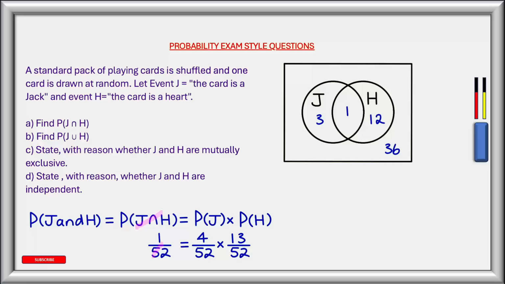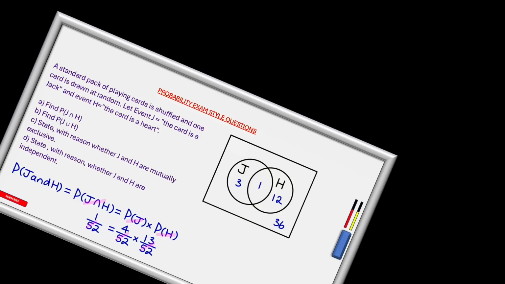And we also know that the individual probabilities, so the probability of J is 4 divided by 52, and the probability of H is 13 divided by 52. And when we multiply the individual probabilities together, we get a value of 1 divided by 52, which is the same as the probability of the intersection of J and H. This means, therefore, that the events J and H are independent.